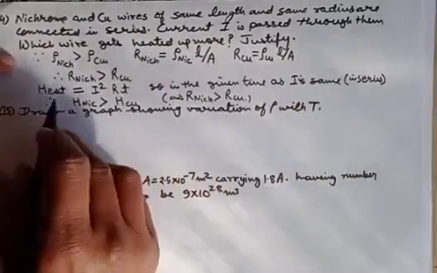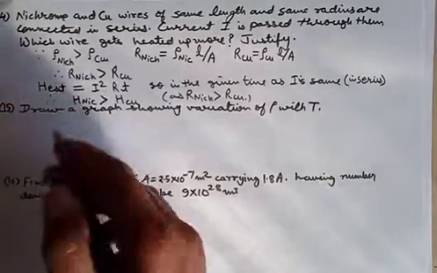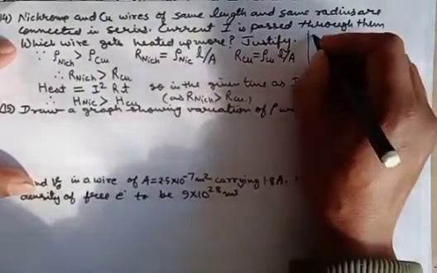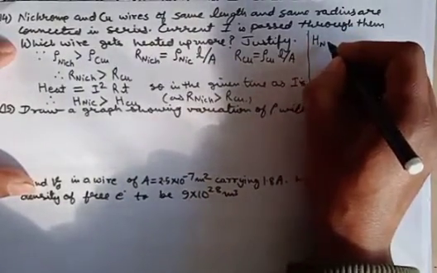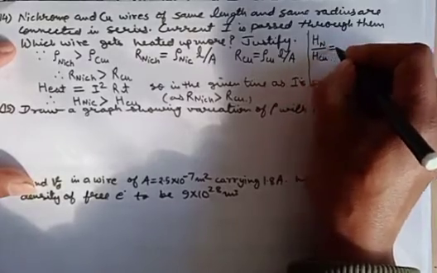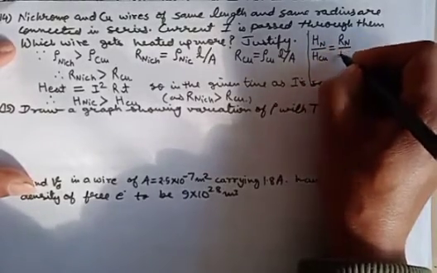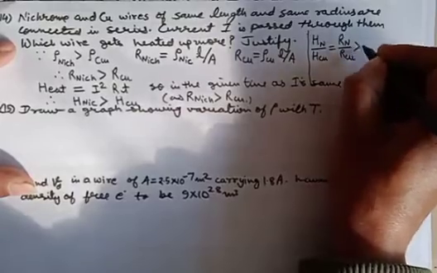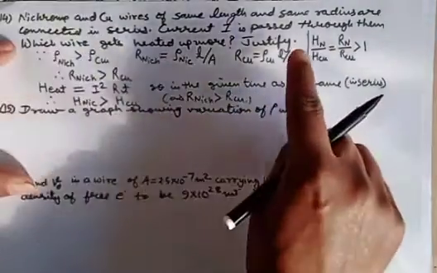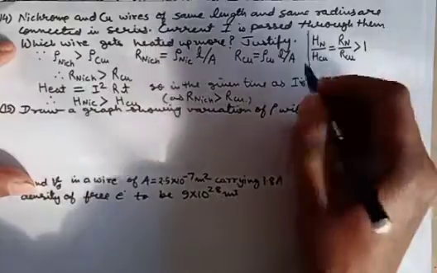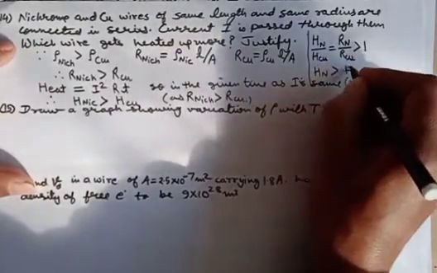Simply we can do it here, or more mathematically you can do it like this: heat in nichrome upon heat in copper is equal to resistance of nichrome upon resistance of copper, and which is greater than 1. From here we can say, heat in nichrome is greater than heat in copper. We can also do it like this.